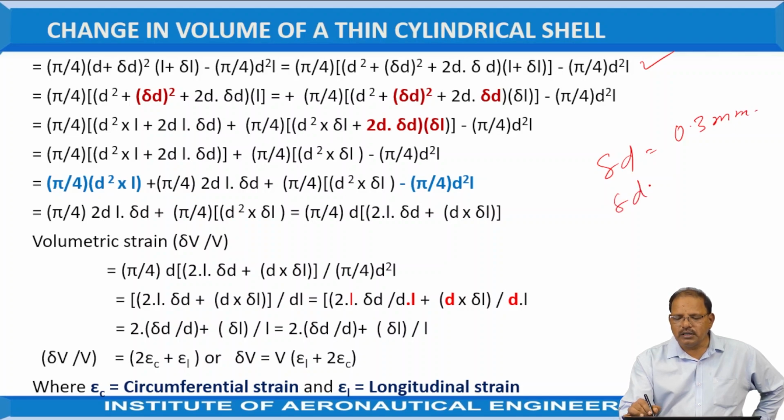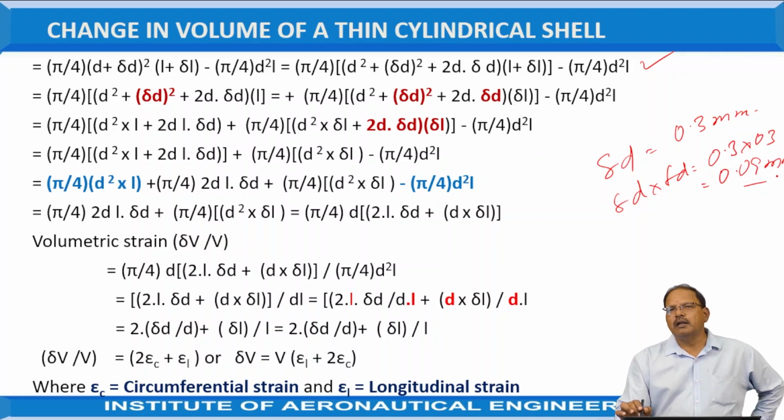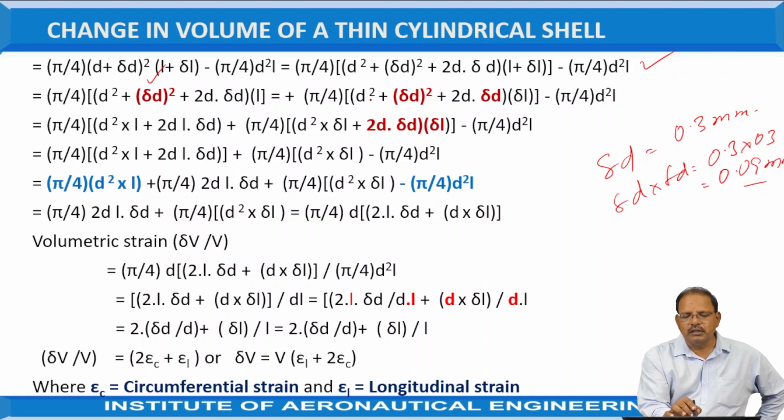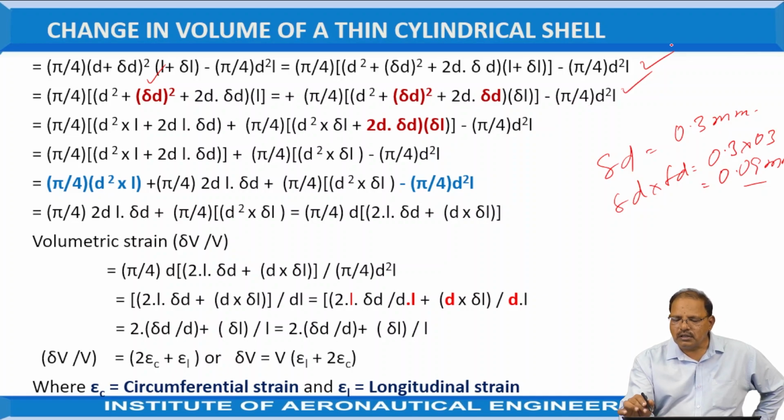So ΔD into ΔD, when we take 0.3 multiplied by 0.3, is equal to 0.09 mm², which is a very small value. Hence, from an approximation point of view, these values are neglected. The same equation is now π/4 [D² + (ΔD)² + 2D ΔD] L plus π/4 [D² + (ΔD)² + 2D ΔD] ΔL minus π/4 D²L.